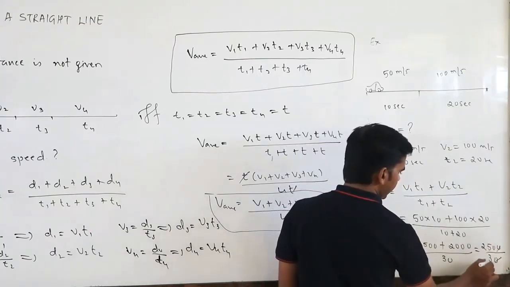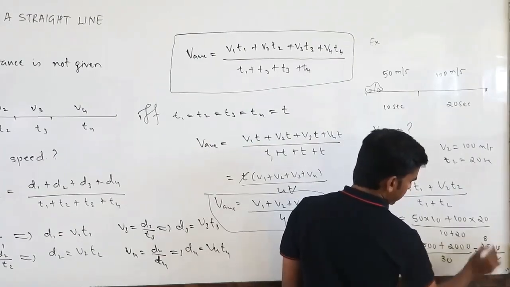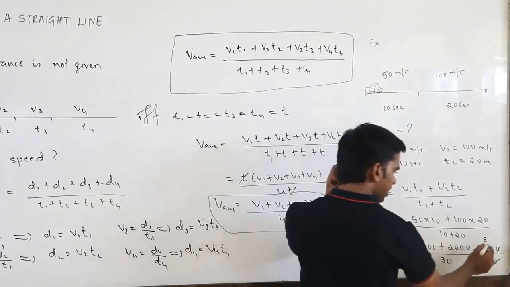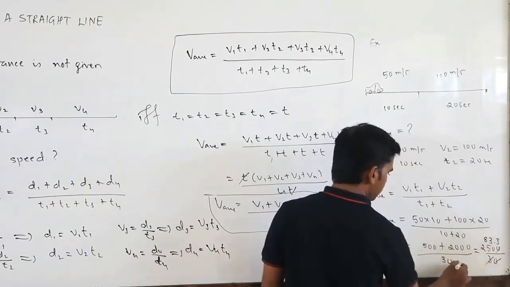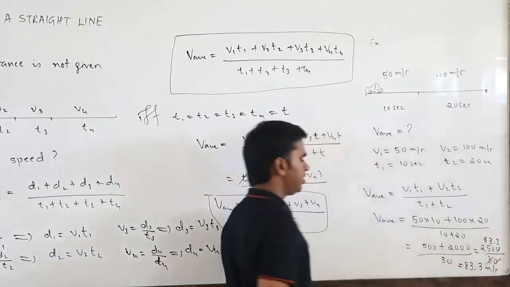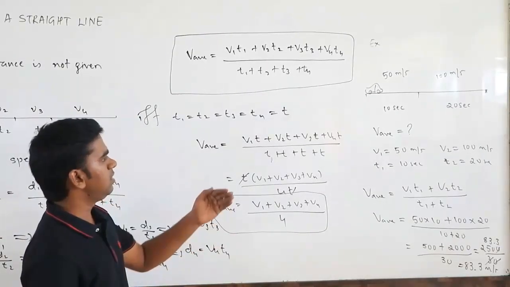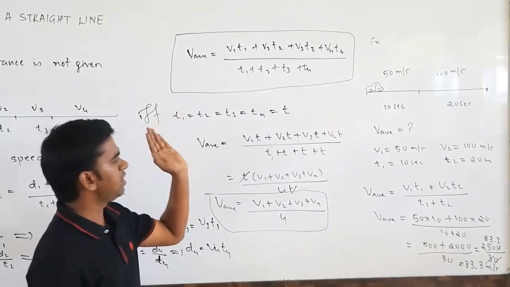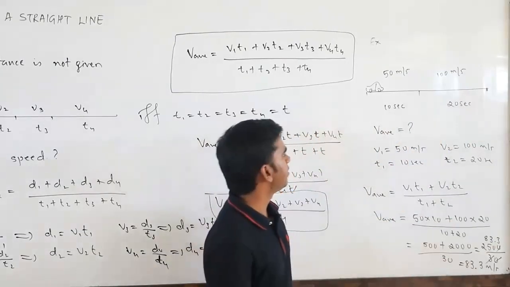So this zero will get cancelled. 3 ones are 3, 3 8s are 24. So 24, then 10, so some 3.3. So what you will get? You will get some 83.3 meter per second. That is the average speed the vehicle travels for the total interval of time. Okay.